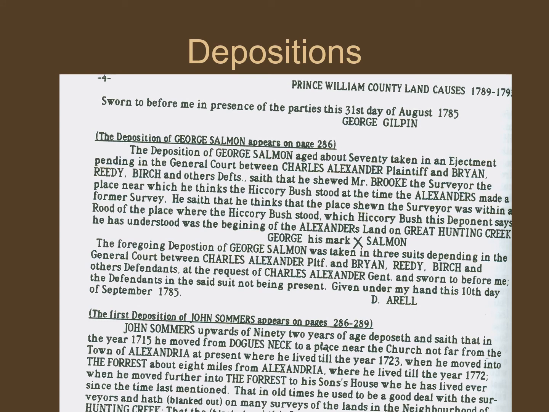As part of prosecuting lawsuits, the court often took depositions of neighbors who were knowledgeable about the case. Such depositions can be full of local history and genealogical detail. In 1785, George Salmon, aged about 70, identifies long-forgotten boundary markers. John Somers, aged 92, takes his life story back to the year 1715.